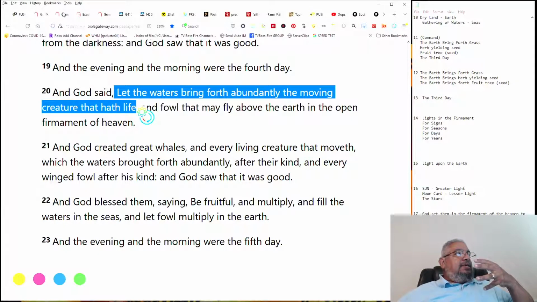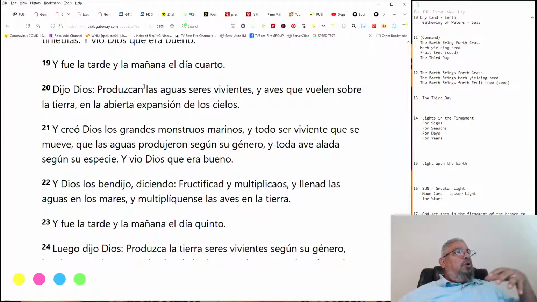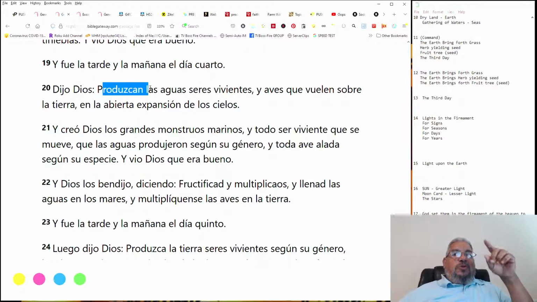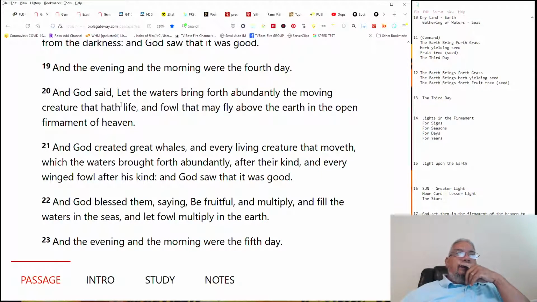Let's see it in Spanish, verse 20. Y dijo Dios, produzcan las aguas. See, he's not saying that I'm creating. He's telling the waters to produce abundantly the moving creature that hath life.